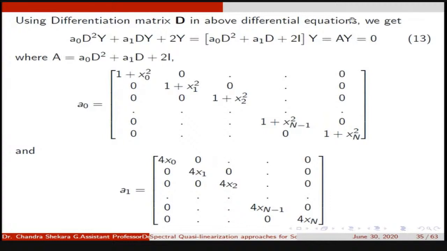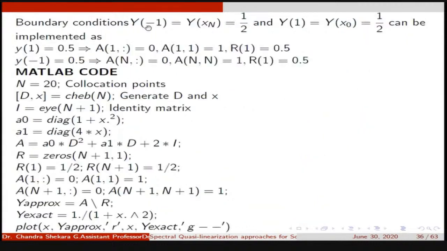So this is a differential operator and it is a differential matrix, into the unknown vector y, equal to 0. So it is a homogeneous system, but we have boundary conditions. Those boundary conditions can be implemented at the first row and last row. The right boundary condition is implemented at the first row, and the left boundary condition is implemented at the last row. Then solve the resultant system of equations, and we'll get the required solution.